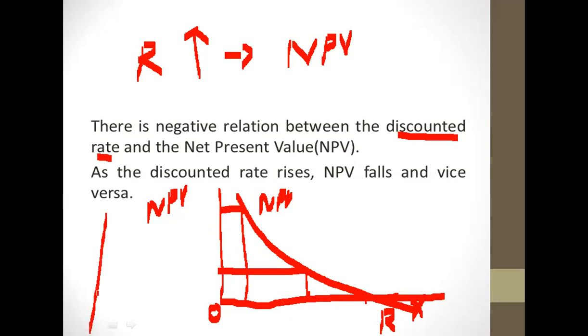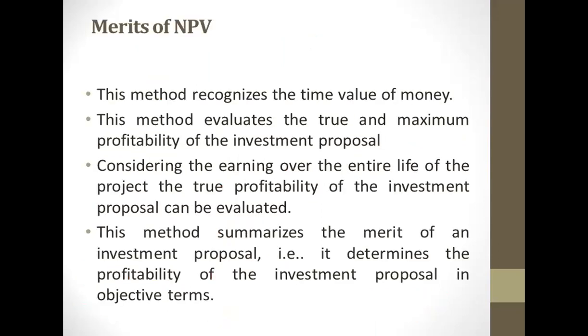So these are the main 3 positions. Your NPV can be positive, your NPV can be 0, your NPV can be negative. So if your NPV is positive, please accept the project. If it is 0 also, you can accept the project considering other benefits. But if your NPV is negative, please reject the project. So this is how we evaluate the feasibility of a project based on net present value. So there is a negative relation between the net present value and the discounted rate of interest.